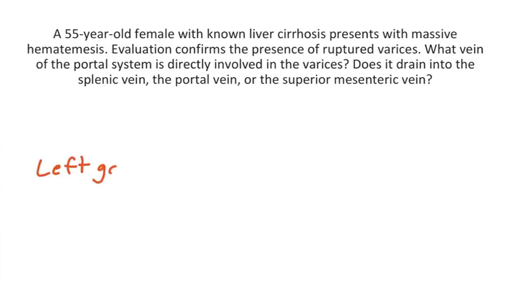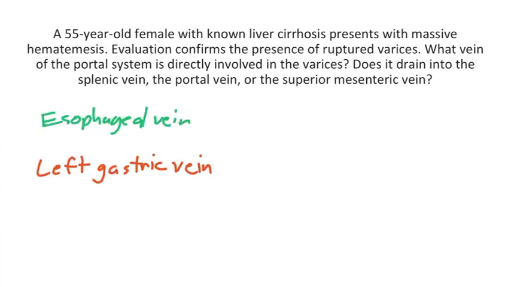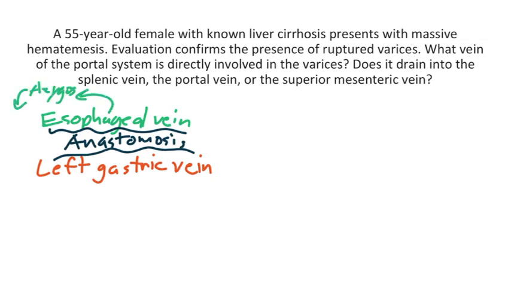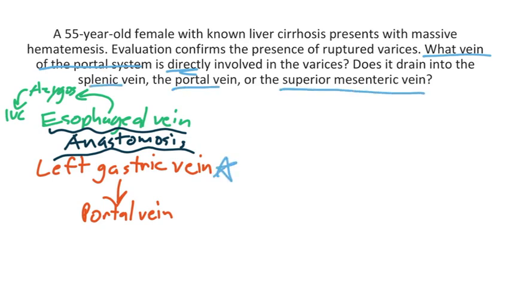Now recall that the left gastric vein forms an anastomosis with the esophageal vein. The esophageal vein drains into the azygous vein, which drains into the IVC, whereas the left gastric vein drains into the portal vein. So the first question asks what vein of the portal system is directly involved in these varices? That would be the left gastric vein. Does it drain into the splenic vein, the portal vein, or the superior mesenteric vein? It drains into the portal vein.